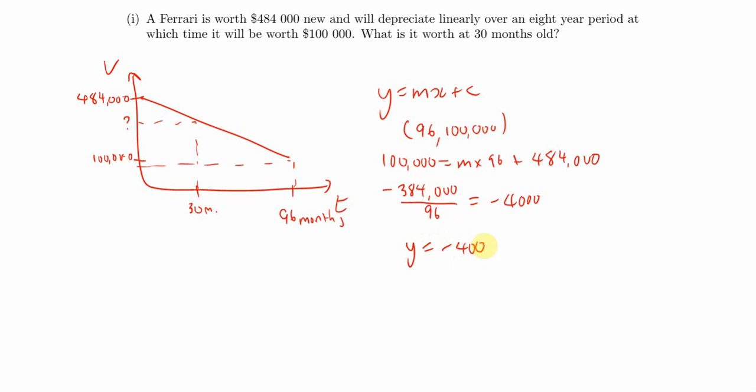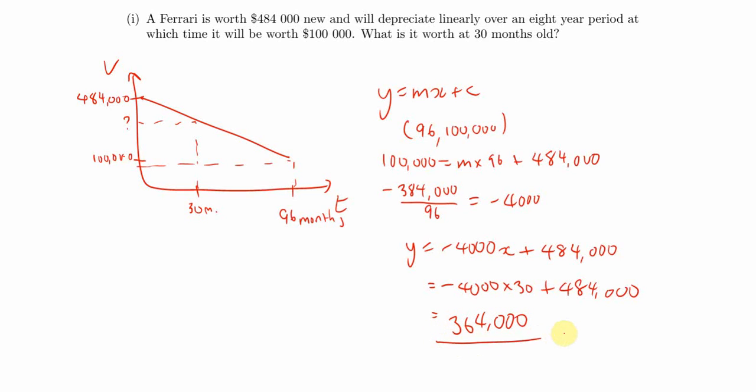So the linear equation we have to work with is y equals minus 4,000x plus 484,000. Simply now, to find out what the depreciation value will be, we substitute in our x value. We're actually after a y value, so we substitute in x, which is 30 months, add on our c value, and solve that. So minus 4,000 times 30 plus 484,000 gives us $364,000, which sounds about right for the value of the Ferrari after 30 months. Perfect.